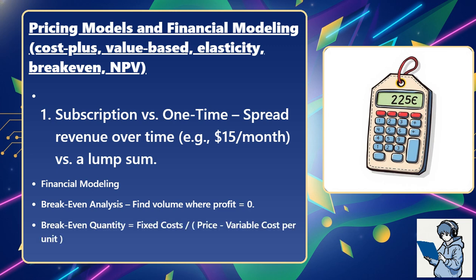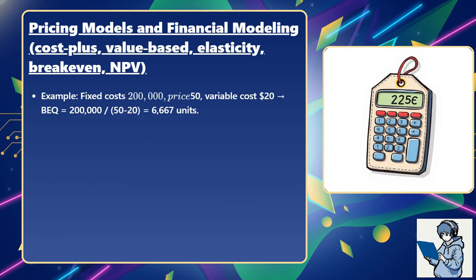Break-even quantity equals fixed costs divided by (price minus variable cost per unit). Example: fixed costs $200,000, price $50, variable cost $20. Break-even quantity equals 200,000 divided by 30, equals 6,667 units.